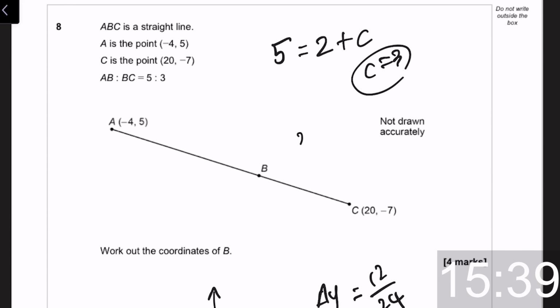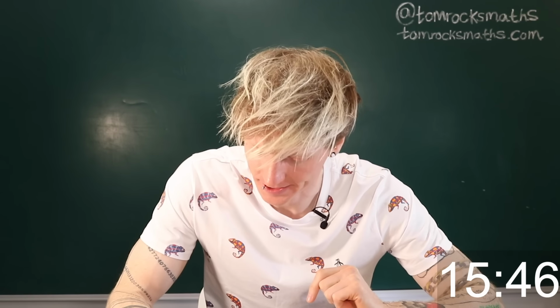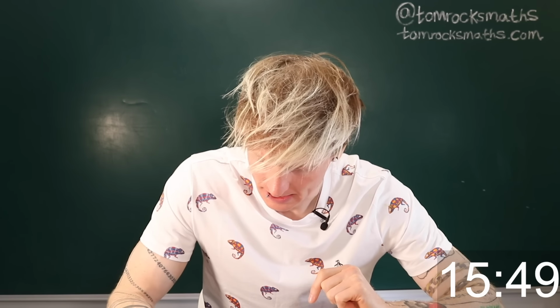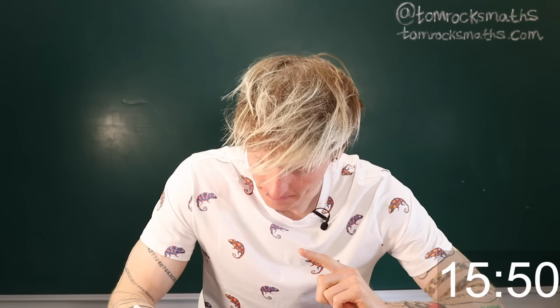Okay. Check the other point. So now when y is 20, so we need 20 equals, no, 20 is x. Very silly. So we need the x value. The x value is 20. The y value is minus 7. Minus 7 equals minus 10 plus 3. Tick. Yes. Okay. So that's my equation. Right. And now I want to know the point B is in this ratio 5 to 3.